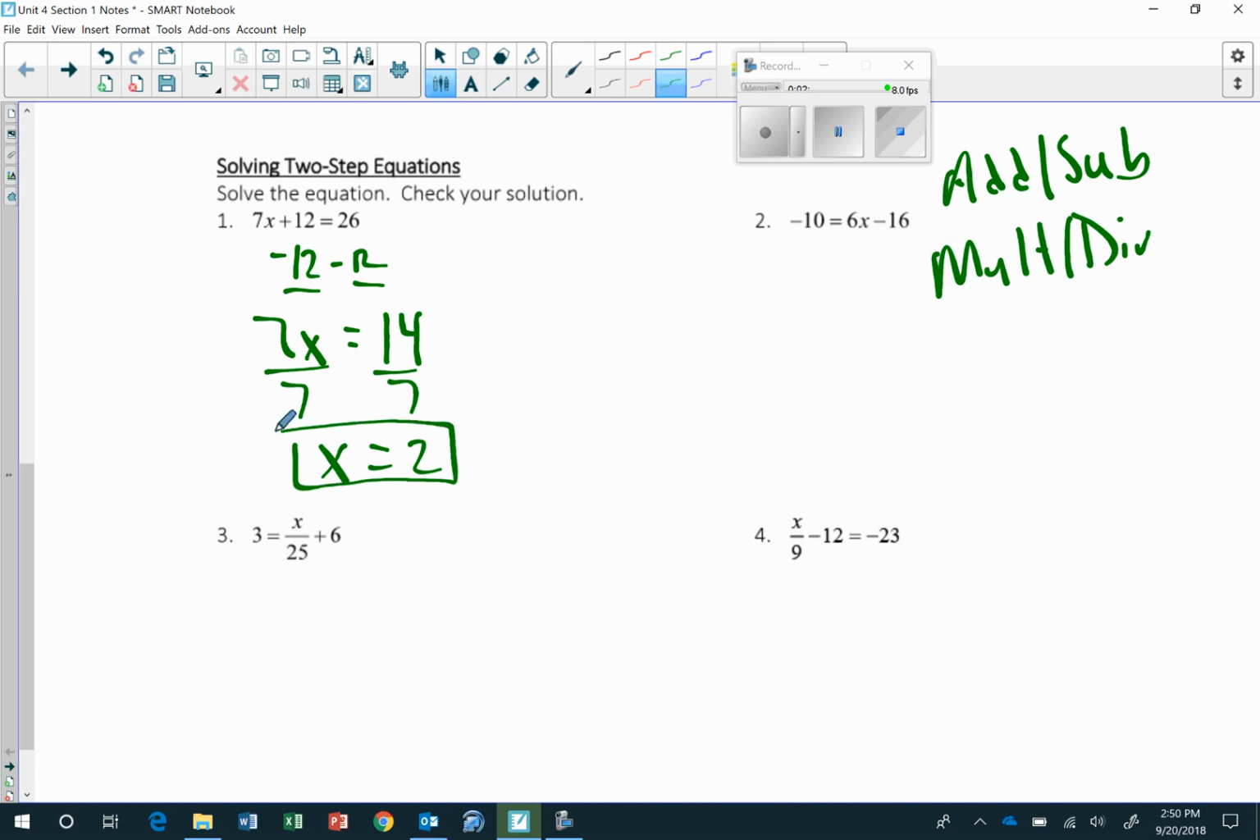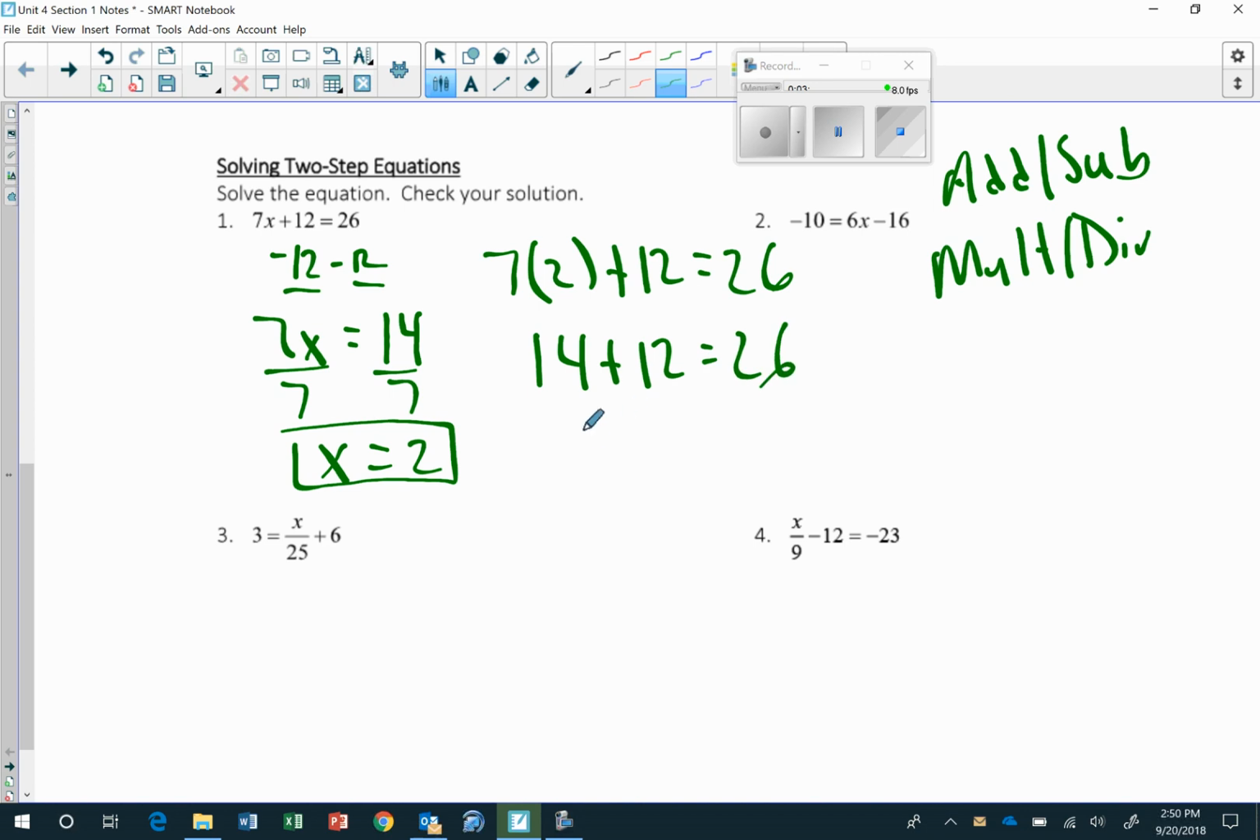Just like when we did one-step equations, we can plug in our answer to check it. So I'm going to plug 2 in for x. So 7 times 2 is 14. 14 plus 12 is 26, so I have 26 equals 26, so I know that I got that correct.